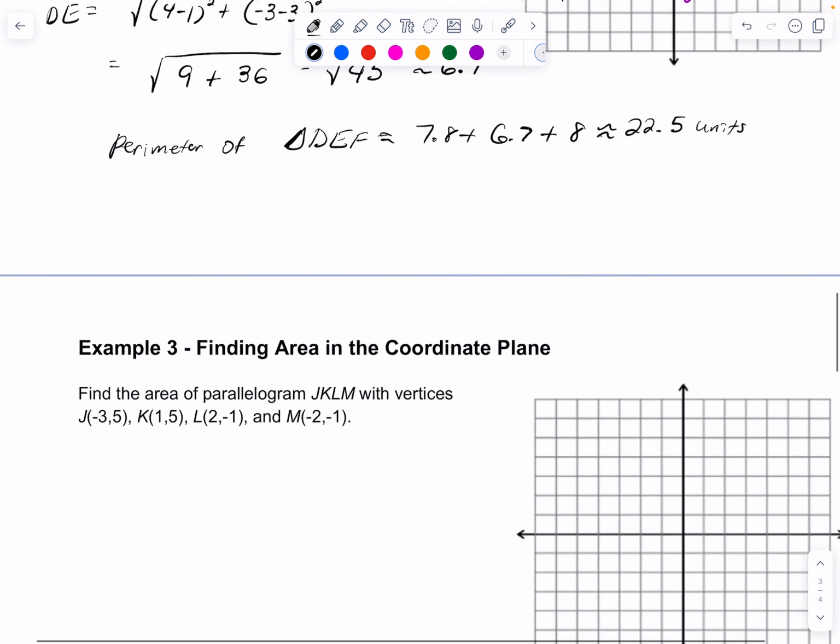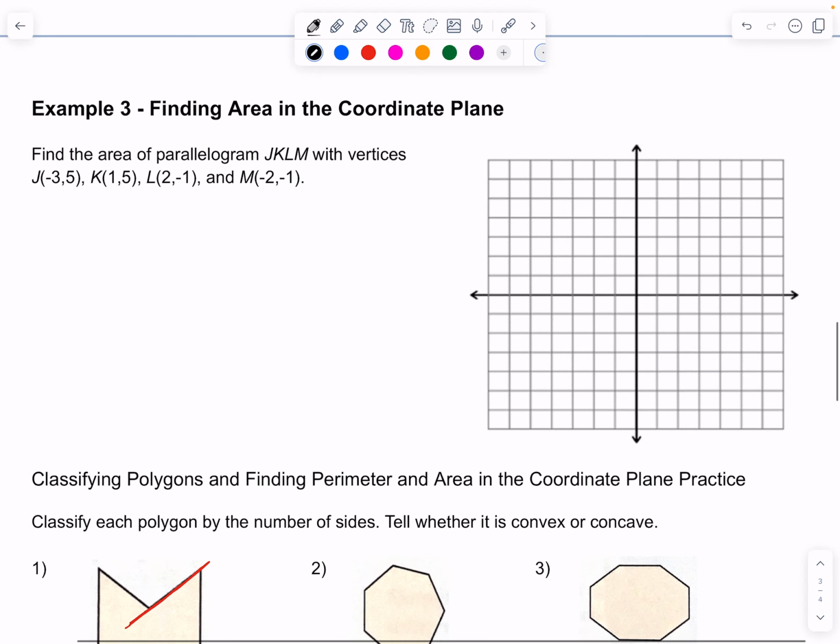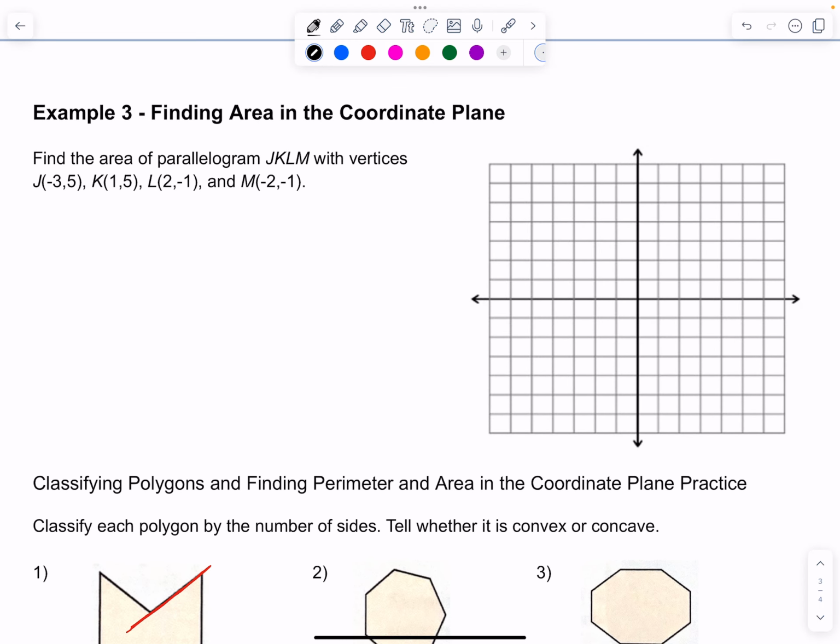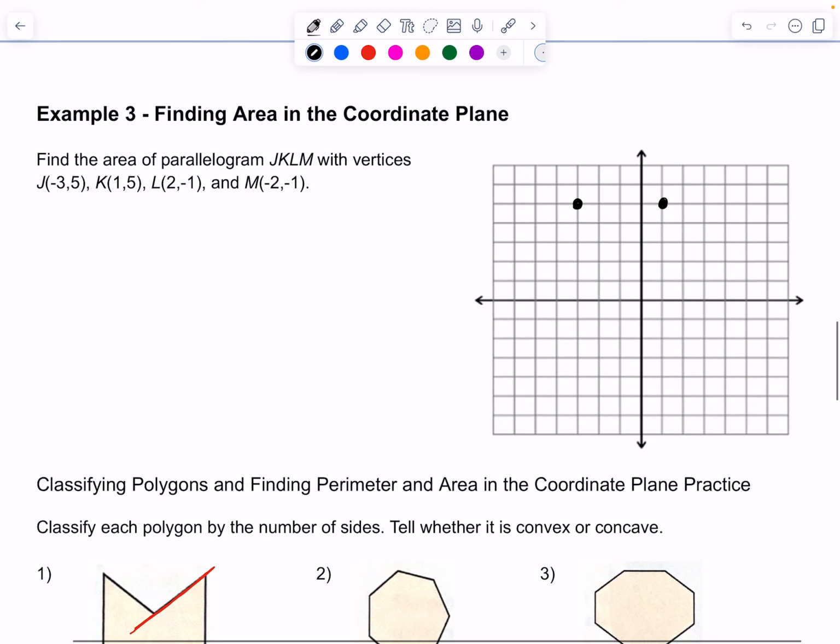Okay, let's do another example. This time we're going to find the area. All right, so we'll end up using one of our area formulas on the previous page. Let's go ahead and get this onto the coordinate plane. So we have the parallelogram J, K, L, and M. So J is -3, 5. There's J. K is 1, 5. L is 2, -1. And then M is -2, -1.